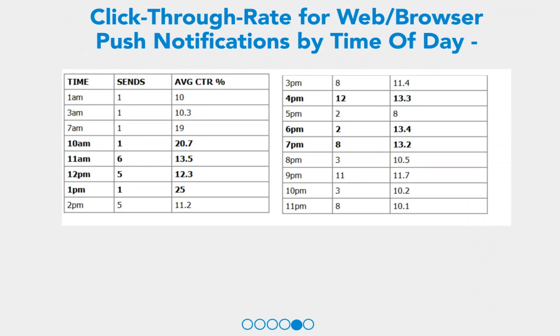So let's look at the click-through rate that I've received for web browser push notifications based on time of day. And you can see that I've bolded the best times, which tend to be between 10 a.m. and 1 p.m. GMT, and also between 4 p.m. and 7 p.m. GMT. And I'm going to move on to the next slide. You can of course pause the screen if you want.